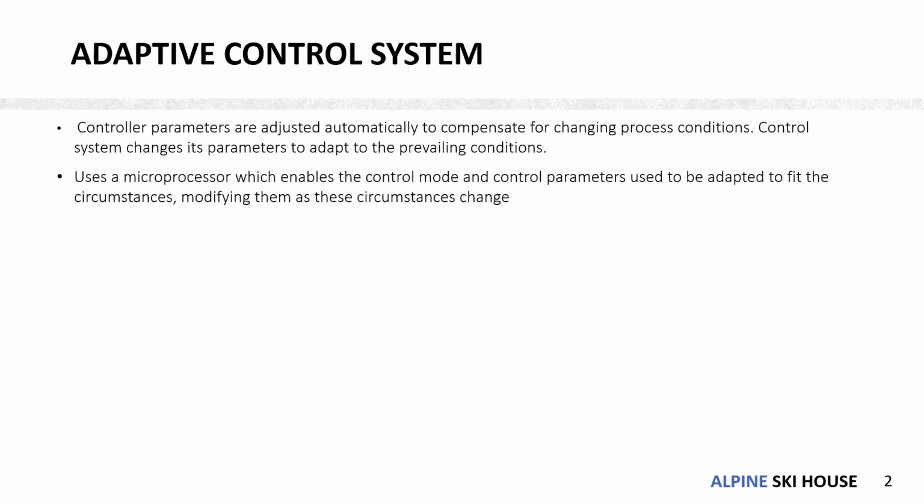It utilizes a microprocessor to enable this control mode in which the control parameters are adapted to the pertaining circumstances or the real-time circumstances so as to obtain the final or the required output. So an adaptive control system is required when there are fluctuating ambient conditions.